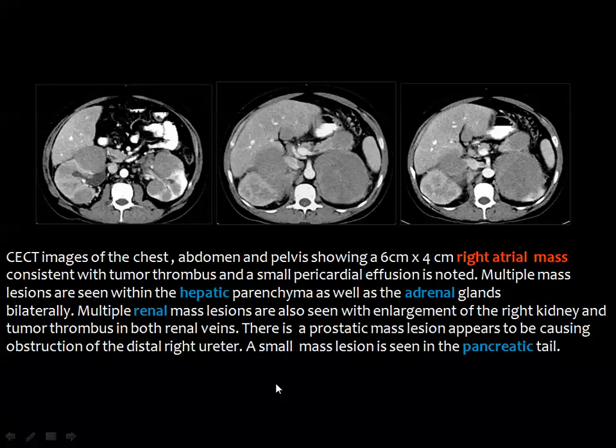Lower down, you can see multiple lesions in the kidneys and also a lesion in the pancreatic tail. This was a Burkitt lymphoma affecting the right atrium, the liver, adrenal glands, the kidneys, as well as the pancreatic tail.